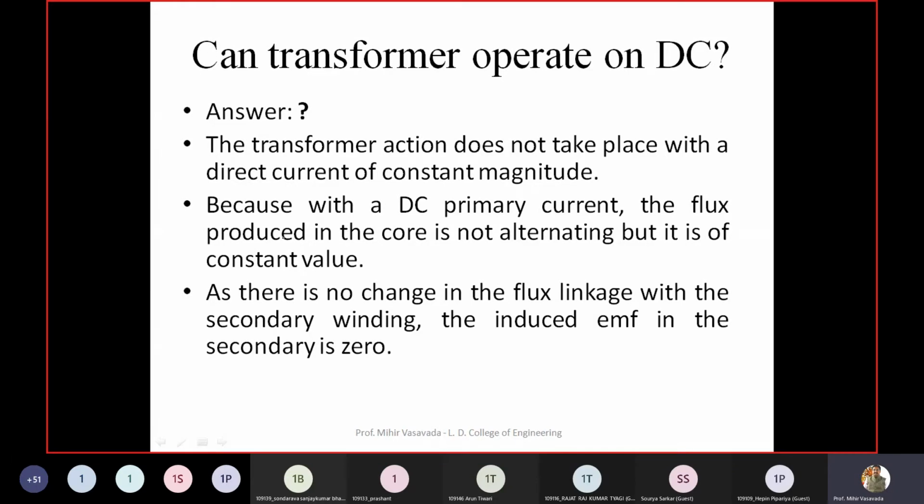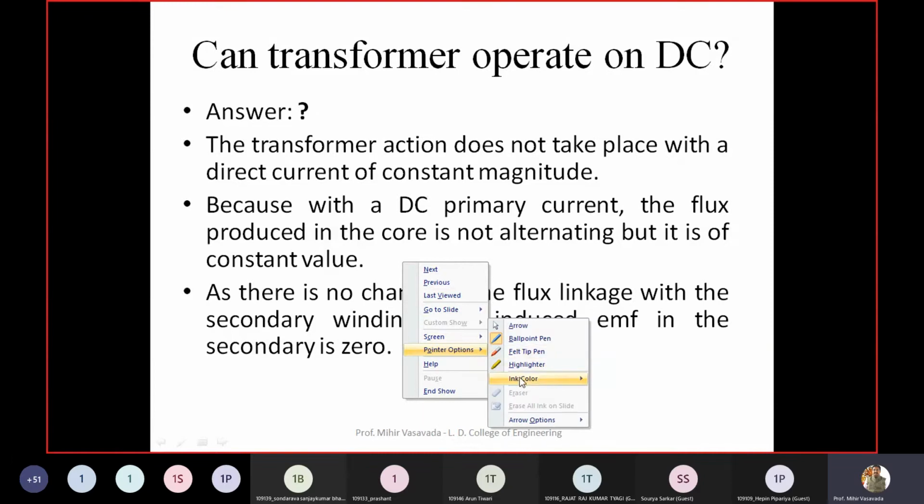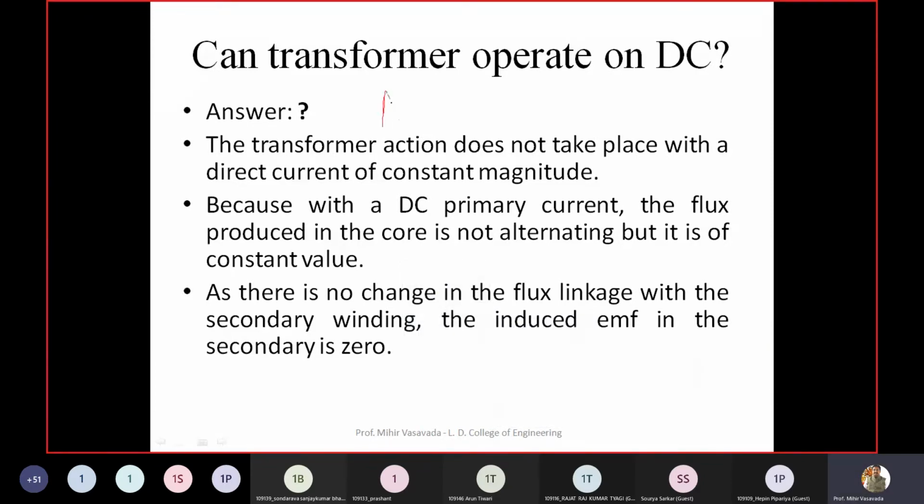So the transformer action does not take place with a current of constant magnitude, right? Because we are applying the constant, as a result of that, you will have that constant current. So the clear cut answer is no here. I'm writing in big letters because I have put a question mark here.